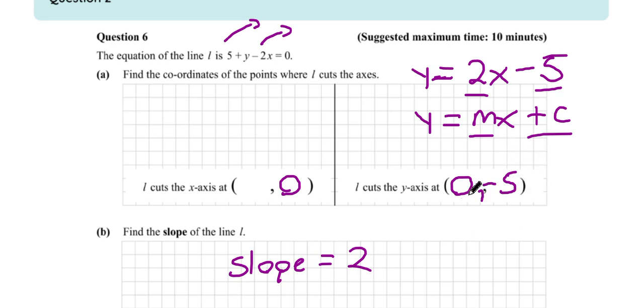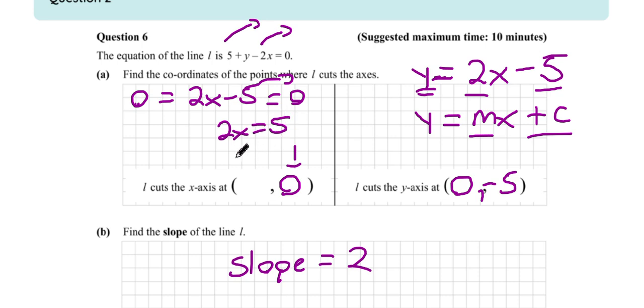Okay, so that's one of the points. How did you get the other points? Well, to get the other points, we know the y value has to be 0. Would you all agree? So replace the y value with 0. 0 equals 2x minus 5. Agreed? That equals 0. Solve. Bring the 2x to your side. Bring the 5 to your side. Divide by 2 and you get 2.5.